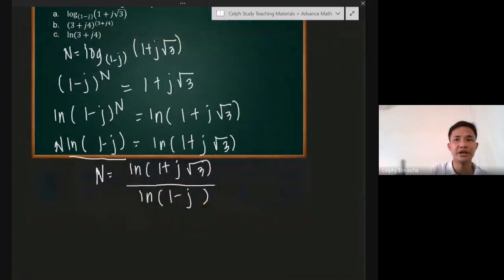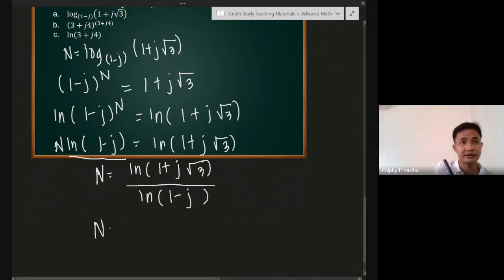So we have a division of complex numbers. So we are going to perform some operations ini. Okay, the best nga himuon naton is to convert this one in polar form. So we will have, okay, polar form. So we have ln of 1 plus j square root of 3.